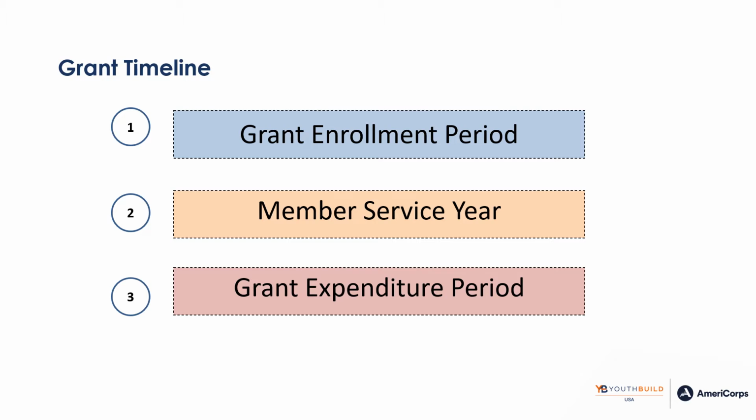In order to understand the AmeriCorps grant timeline, you will need to understand the three following definitions: the grant enrollment period, the member service year, and the grant expenditure period. After reviewing these three definitions, I will provide scenarios for how AmeriCorps member enrollment could impact how the program utilizes its AmeriCorps funds for any particular grant year.